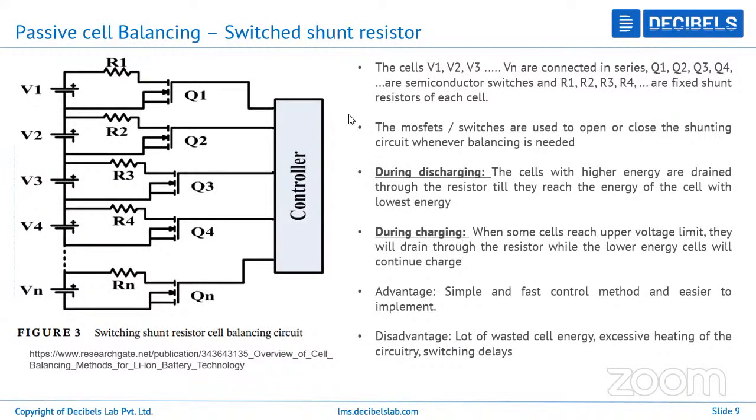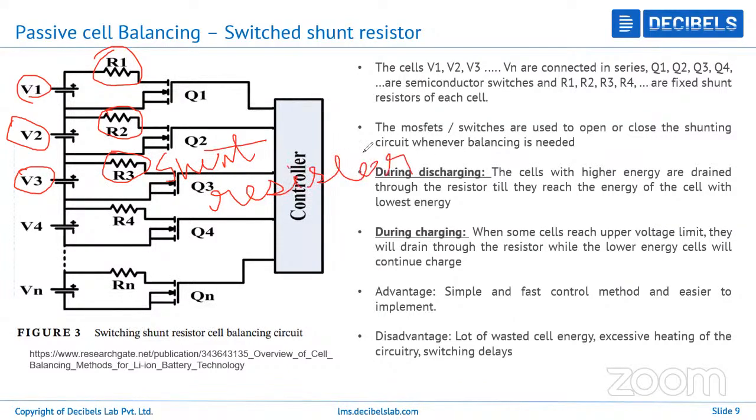So this is with respect to self-balancing. Now we look at passive balancing. In passive balancing, these cells, as you see here, are connected in series with a resistor, which is called a shunt resistor. These shunt resistors are resistors that have a very small amount of resistance. And there is a switch.